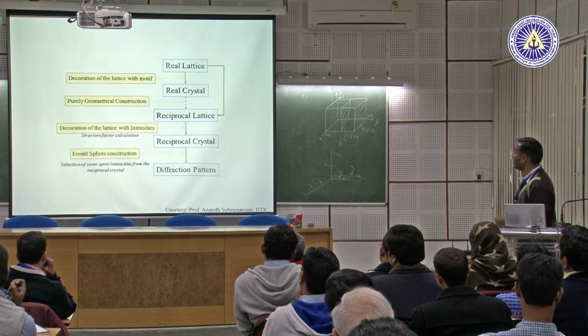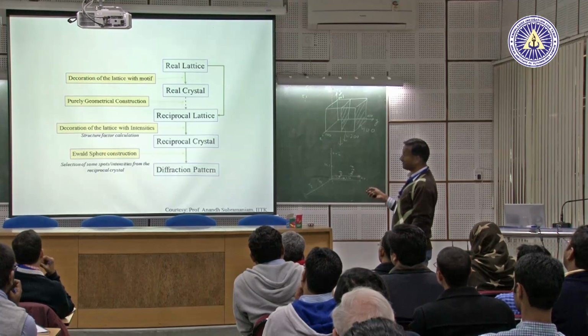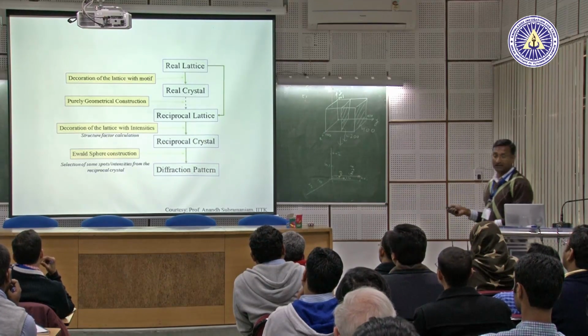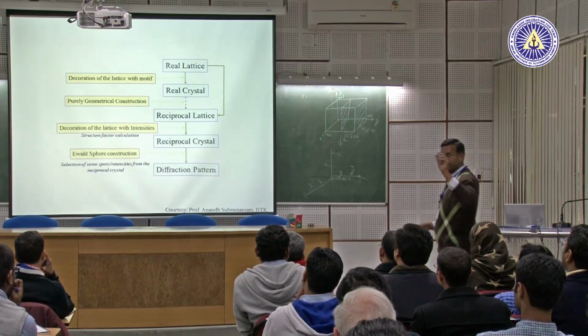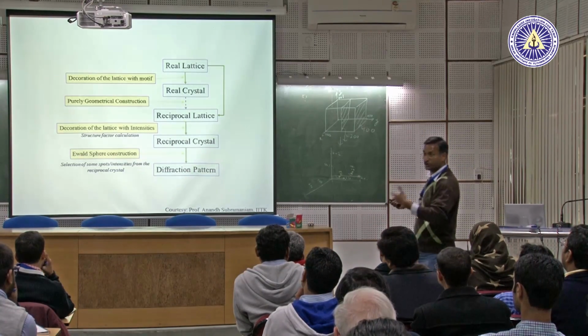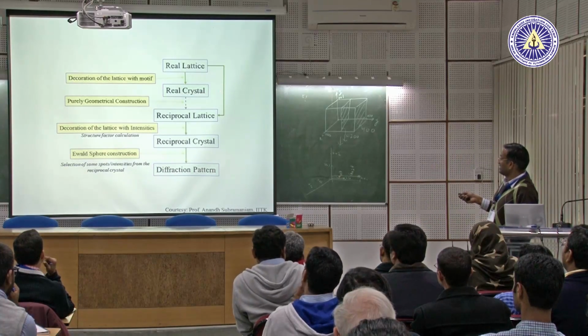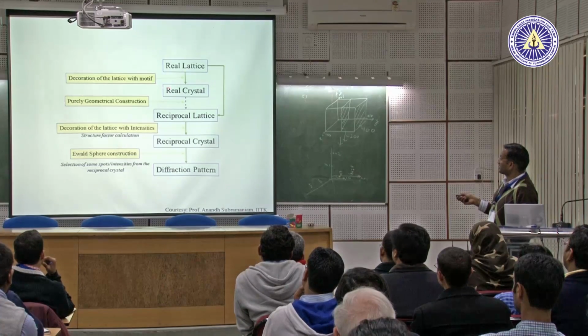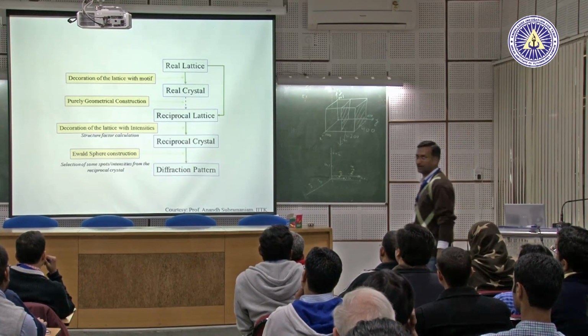So basically what you have here is a real lattice, as Professor Prasad already taught you. If you take the real lattice and put some motif or basis on it, decorating each of the lattice points with some molecule, some atom or group of atoms, you make a real crystal, and from the real crystal what we get is a reciprocal lattice, which is basically a geometrical construct.